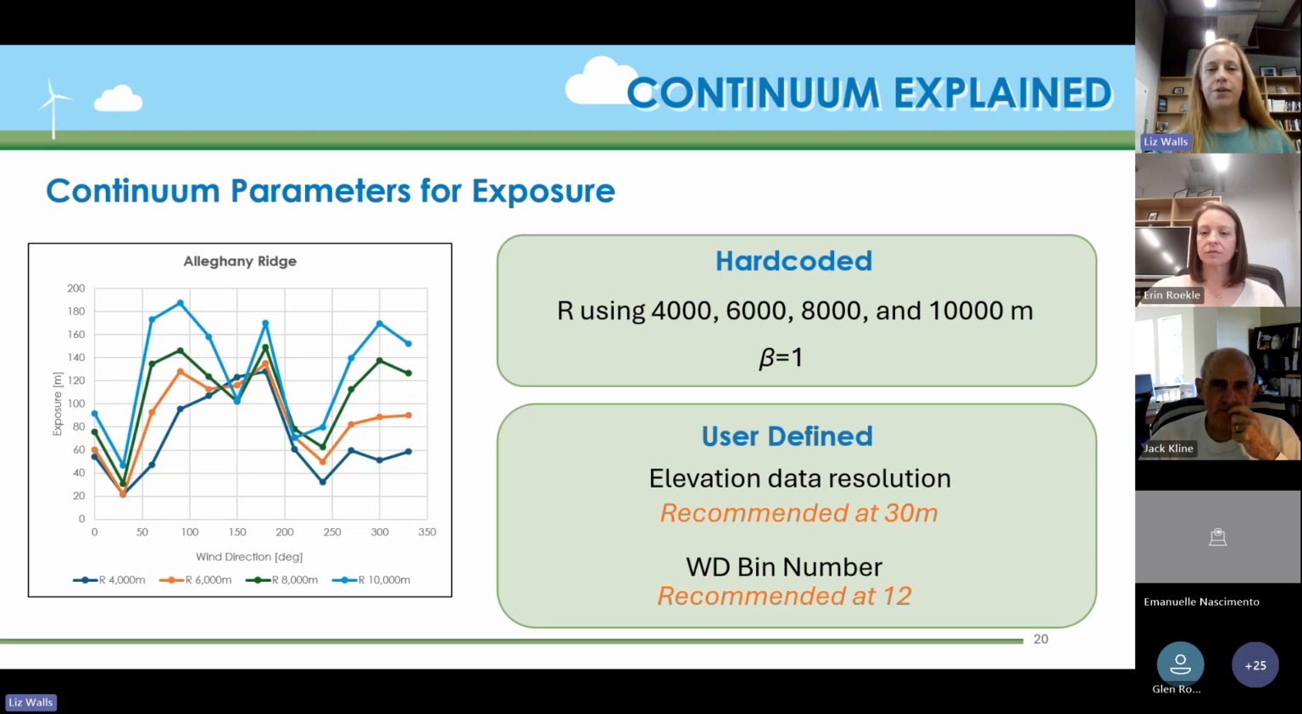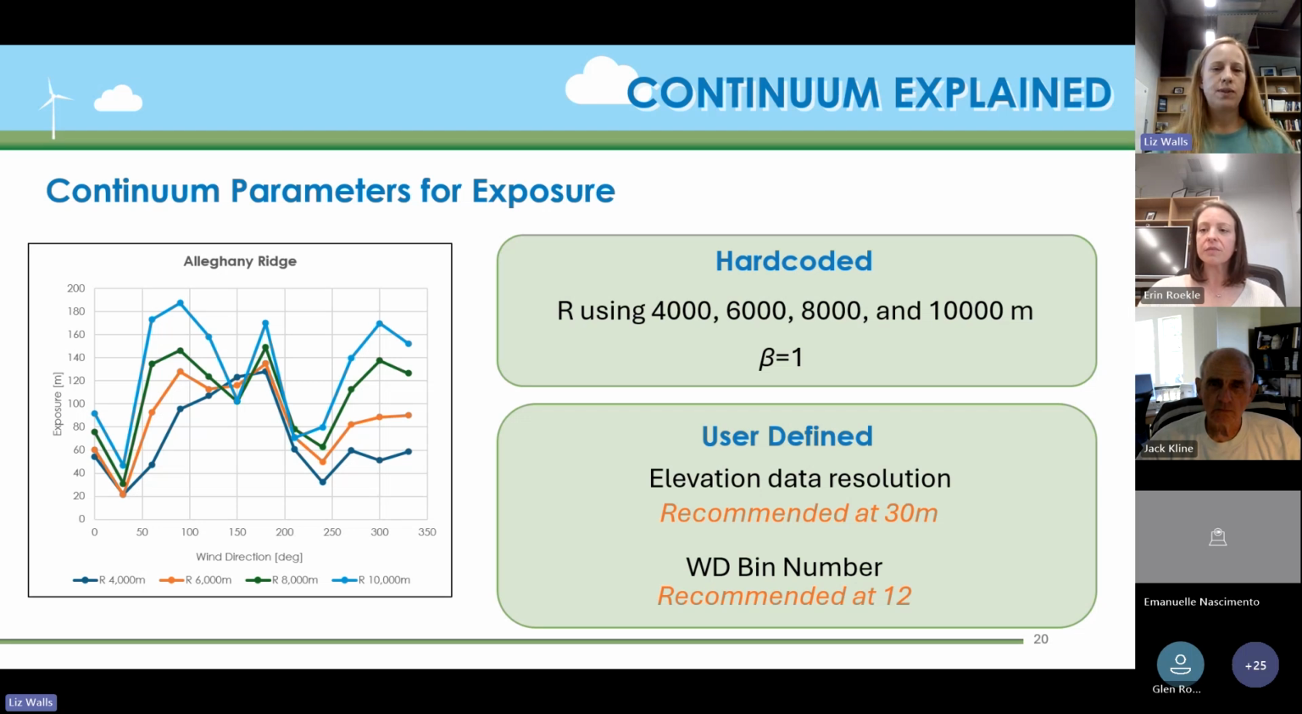Now for the parameters that the user can change. So those are 2 things that the user can control. The first one is the elevation data resolution. You import the topography data, so whatever data you're importing, you determine what that data resolution is.